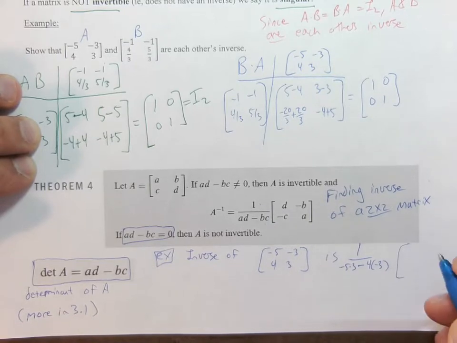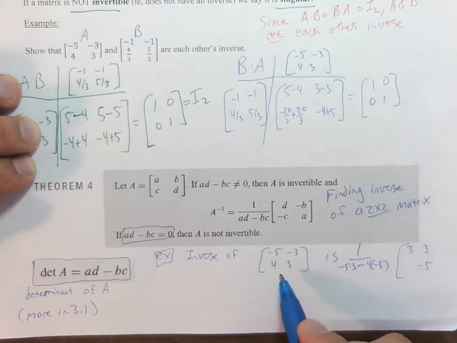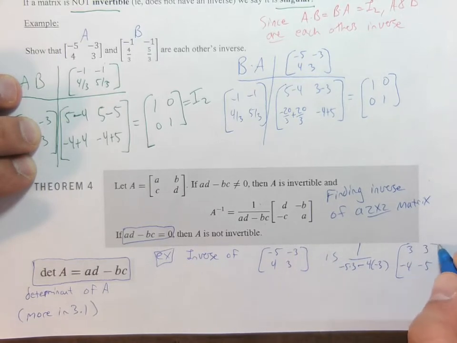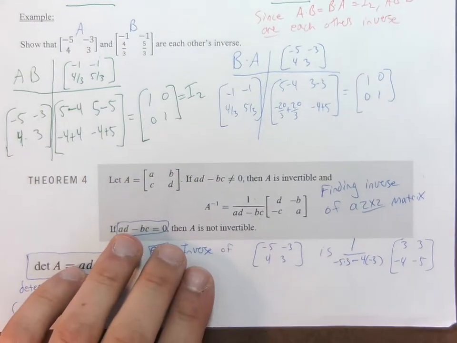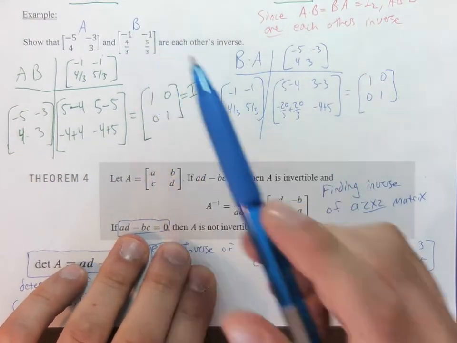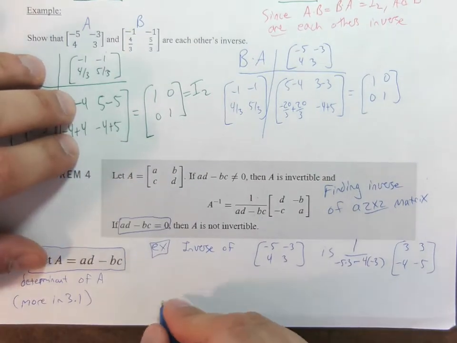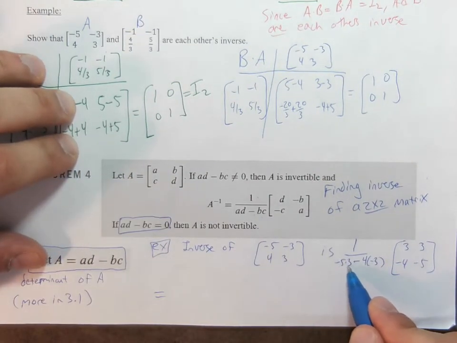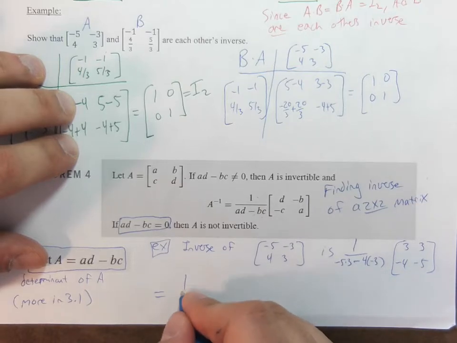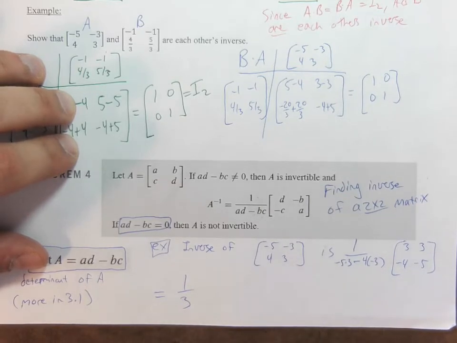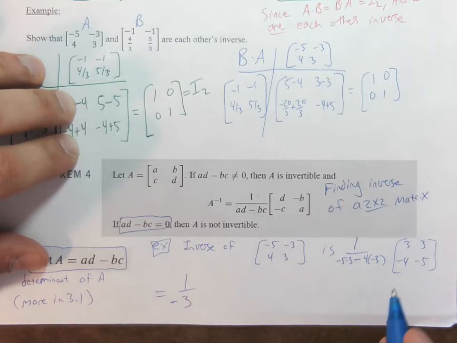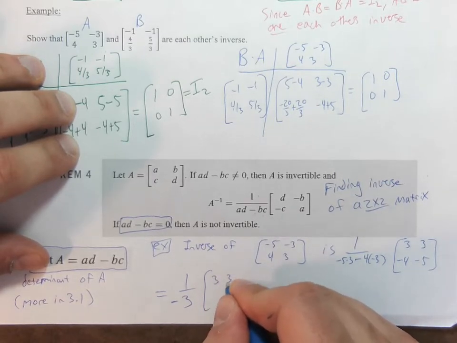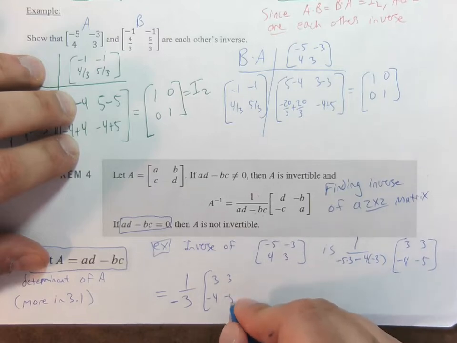And then the matrix part, you switch A and D, so 3 and negative 5 switch places. And then B and C stay in the same spot, you just switch the sign on them. So this 3 becomes a positive 3, this 4 becomes a negative 4. And then once you simplify that down, we should get this matrix right here. So simplifying this down, this is going to be minus 15 plus 12, and so that's 1 over negative 3. And then we multiply it by this matrix, 3, 3, minus 4, minus 5.